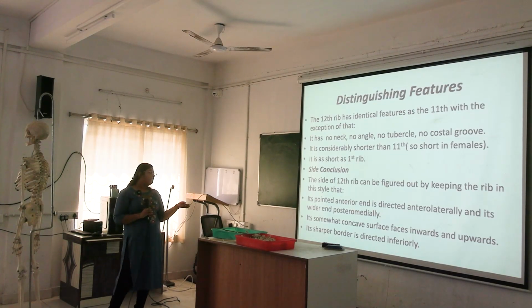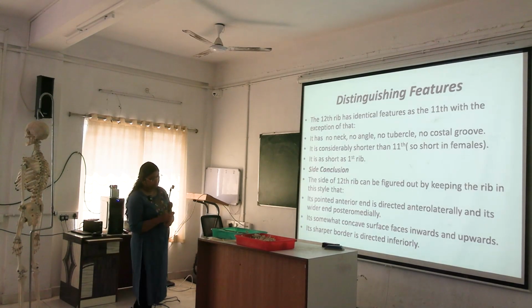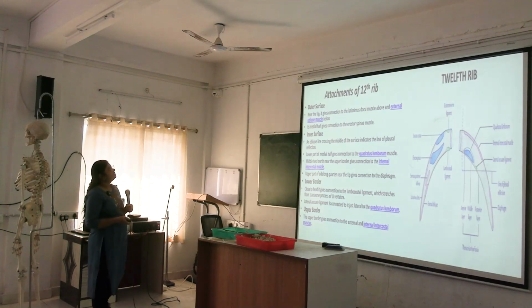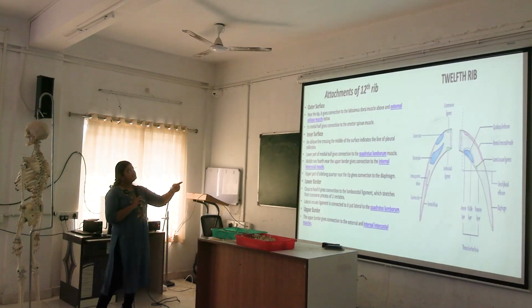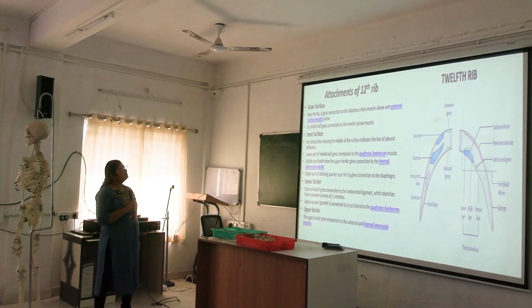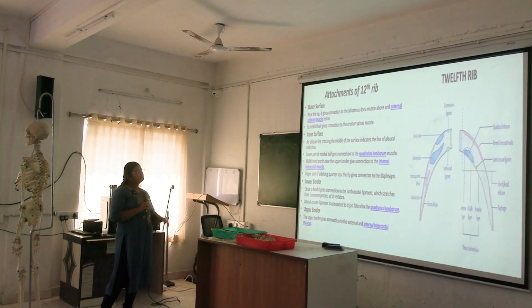Its sharper border is directed inferiorly. Here is the sharp border directed inferiorly. Now the attachments of the 12th rib. On the outer surface near its tip, it gives connection to the latissimus dorsi and the external oblique muscle, and its medial half gives connection to erector spinae.